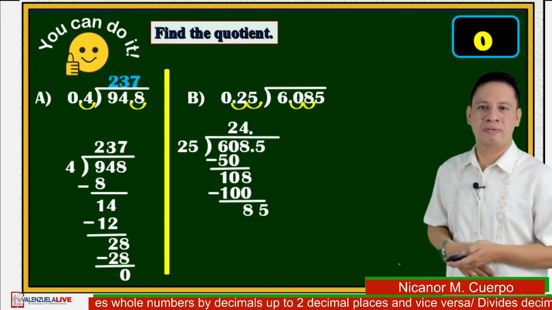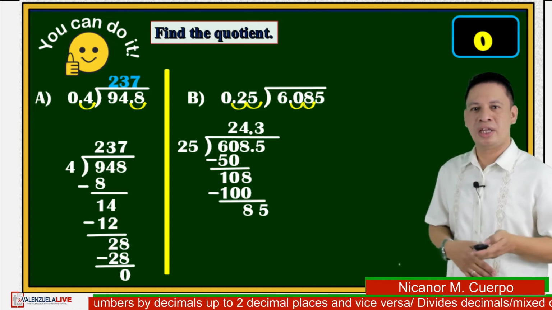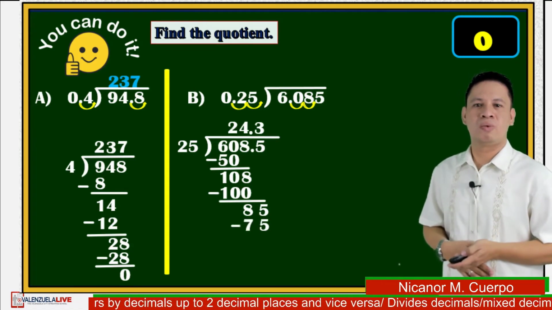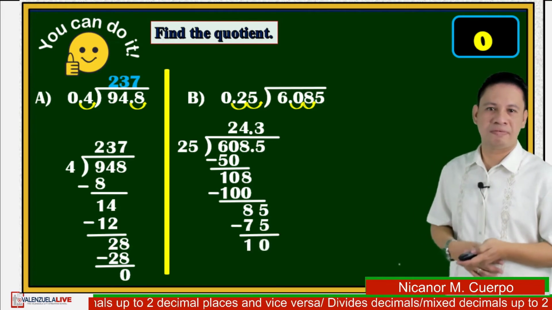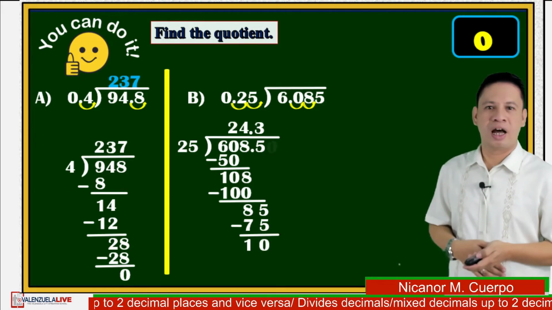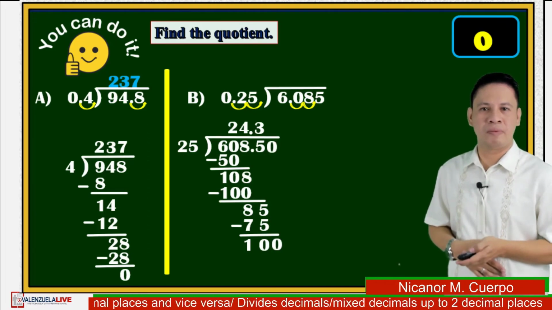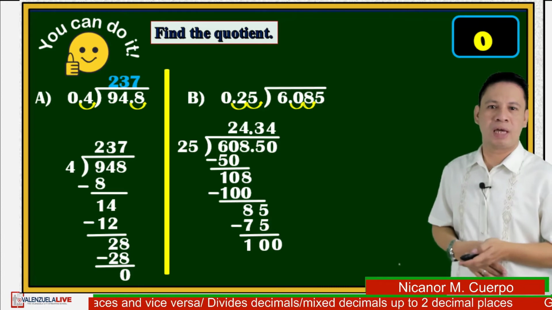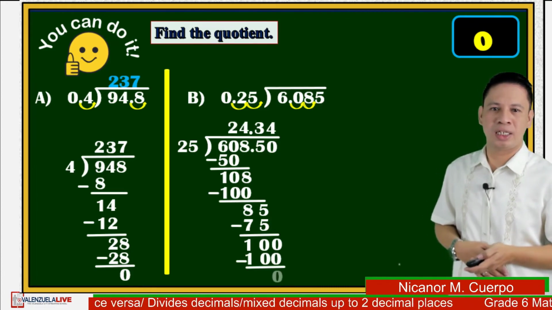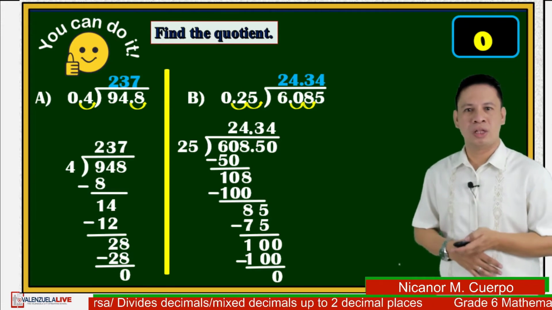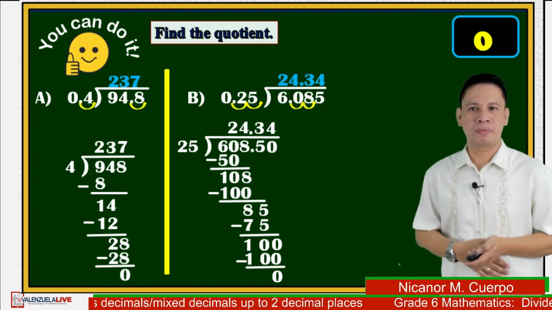Then bring down 5. 85 divided by 25 equals 3. Then 3 times 25 equals 75. 85 minus 75 equals 10. Then affix 0. 100 divided by 25 equals 4. 4 times 25 equals 100. 100 minus 100 equals 0. So the answer is 24 and 34 hundredths.